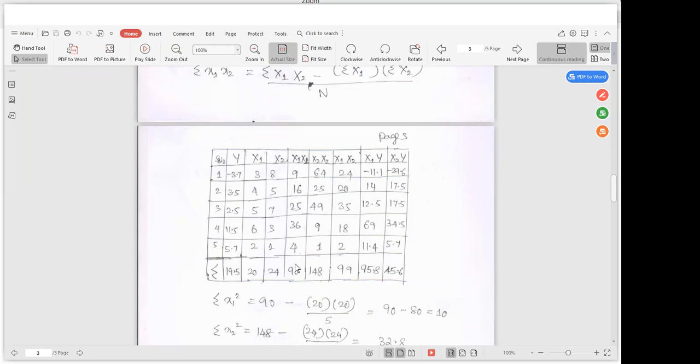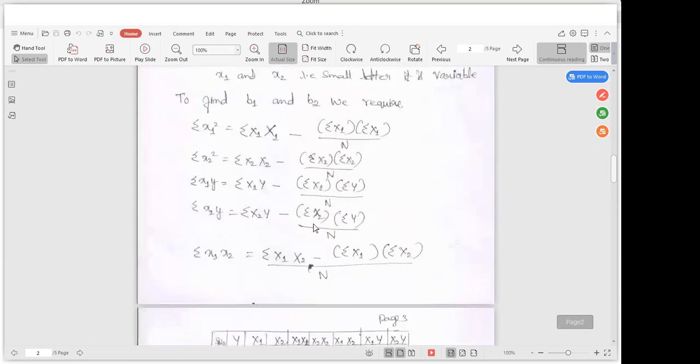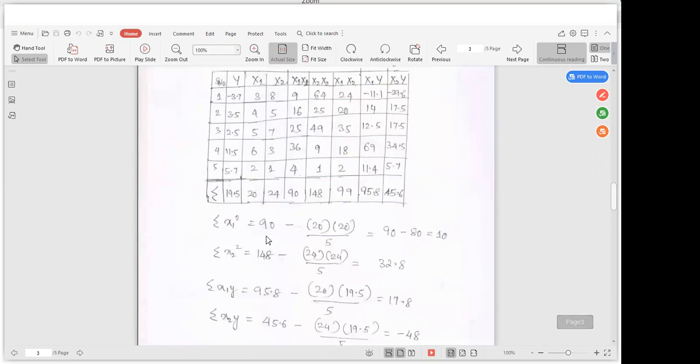So the summation of x1, summation of x2, summation of x1 x2. And the summation of x1y is 95.8, and the summation of x2y is 45.6. We required those values, so to get those values we use this particular formula. We have to use these formulas to get all these values. So now let us find those values.